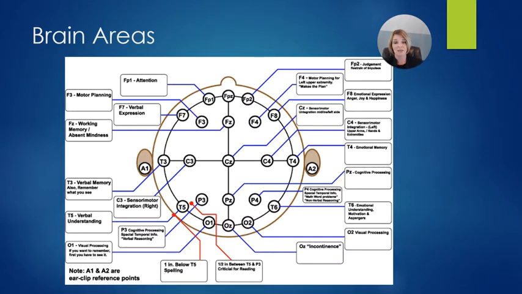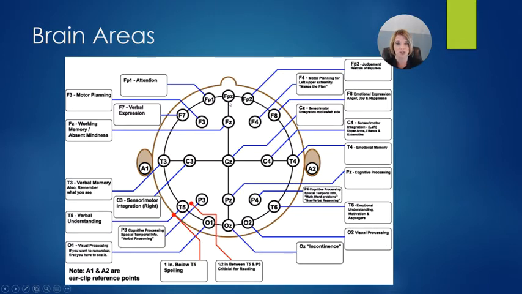What this image shows you is that up here at the top of the screen is the front of the head. You can see the nose here. This is the left ear on the left side, the right ear on the right side, and the back of the head towards the bottom of your screen. What these bubbles indicate is what each area of the brain is performing. The letters on these circles indicate the area of the brain.